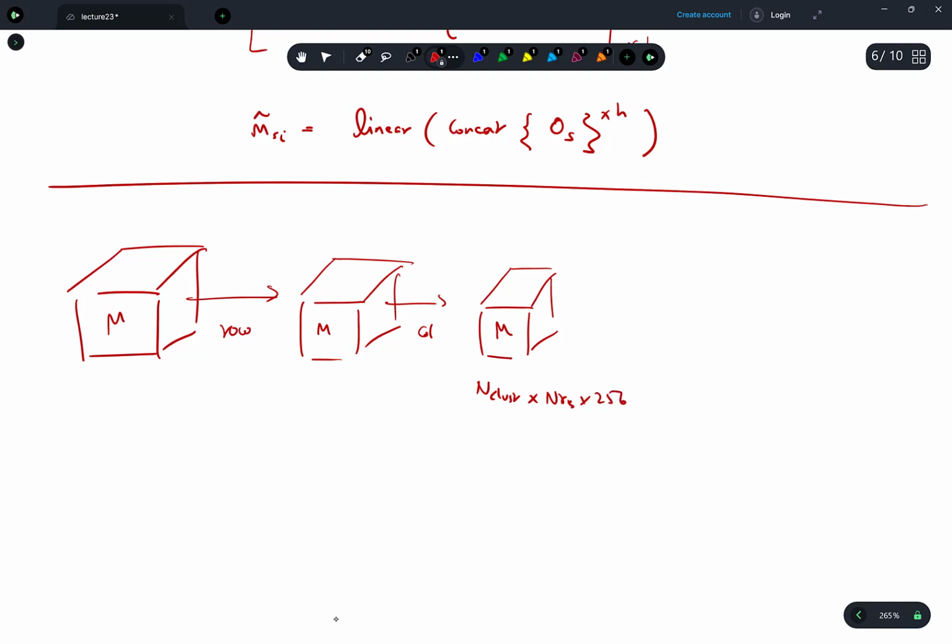Okay, so what they do is they have something called a transition network, which is again just a linear network. So the transition network, what it does is, let's put it here, transition. Okay, so what is transition?